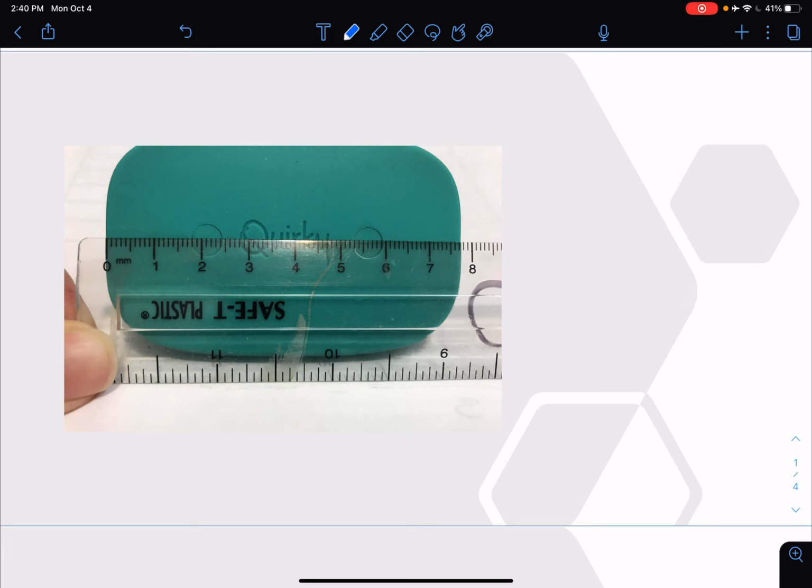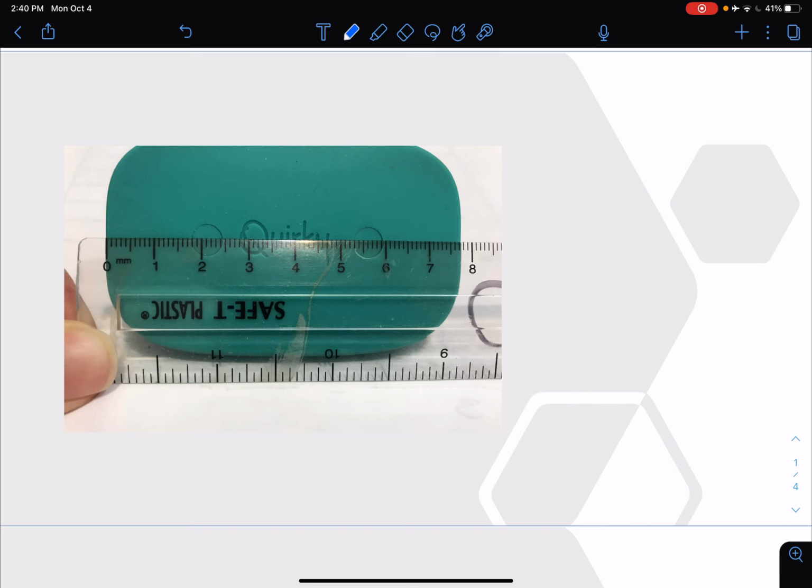We need to talk a little bit about how we do measurements with the metric side of the ruler, with the imperial side of the ruler, and what we mean by level of precision and or uncertainty of measurement.